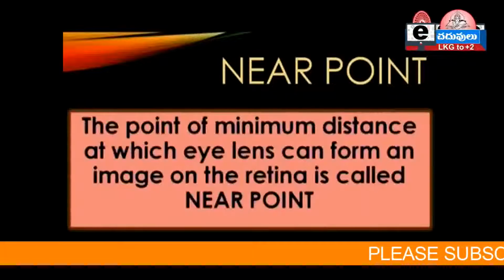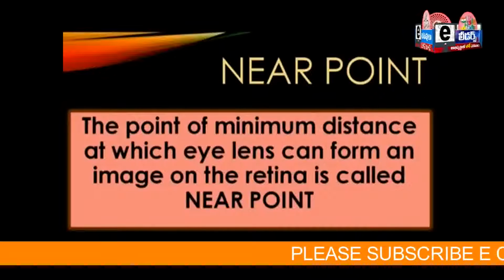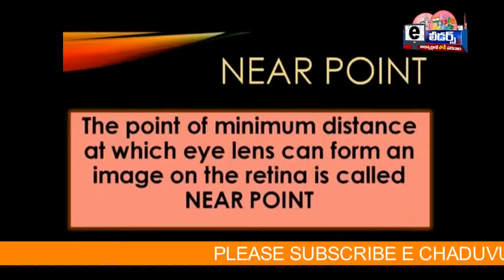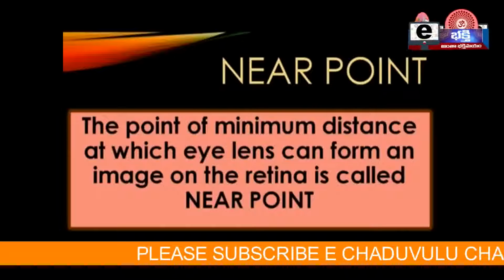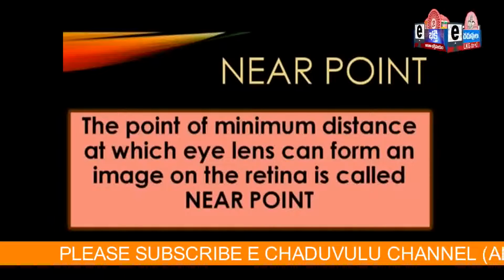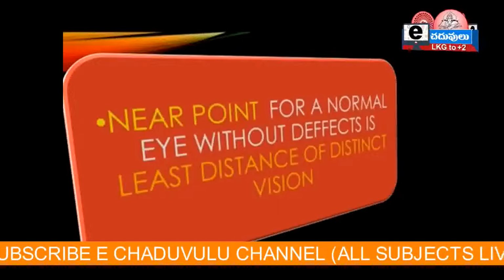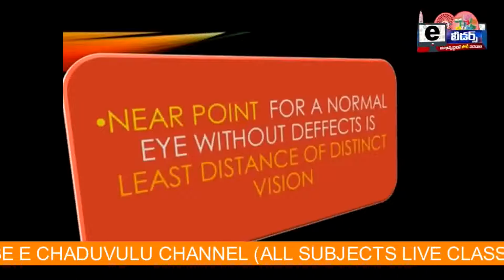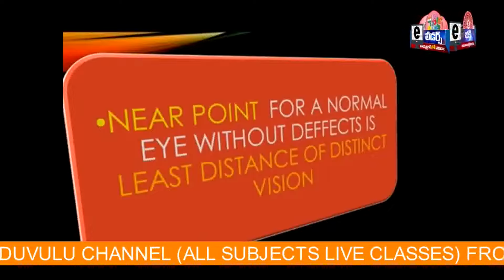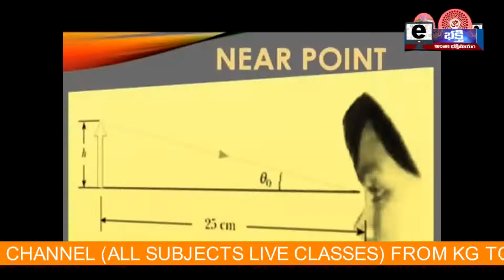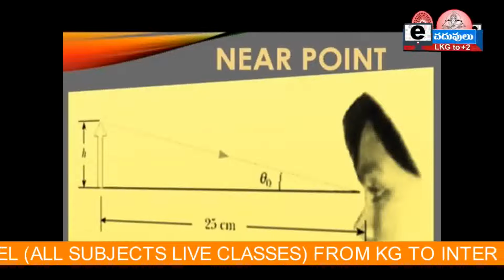Near point. The point of minimum distance at which the eye lens can form an image on the retina is called the near point. The near point for a human eye is the least distance of distinct vision, that is 25 centimeters.